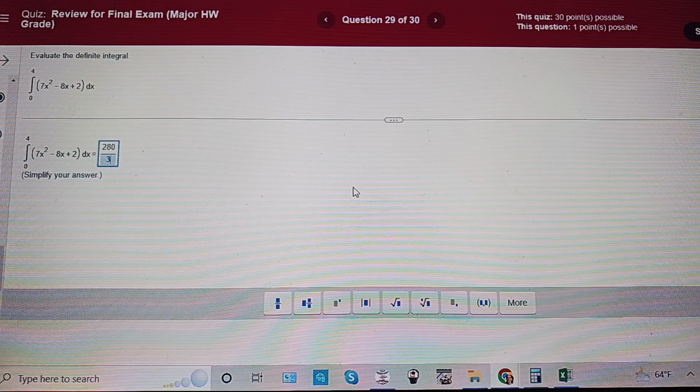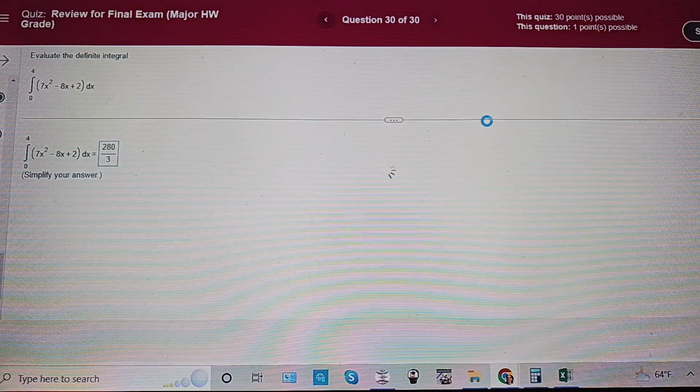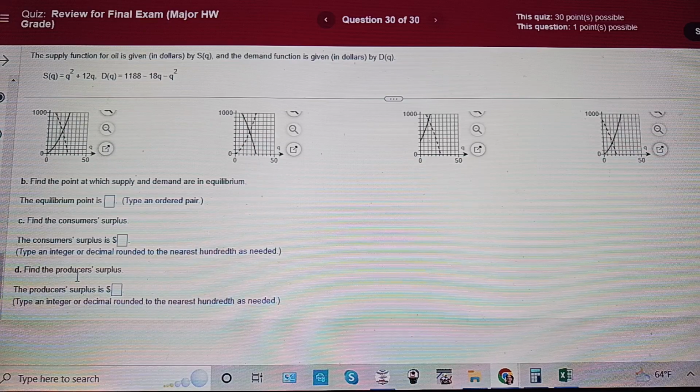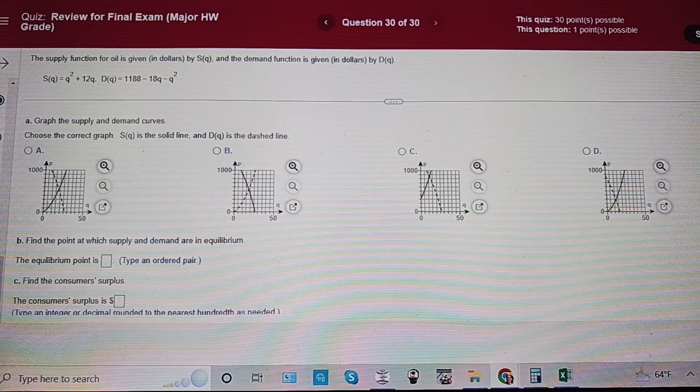So you just do the calculation, 280 divided by 3. So finally, here's that one application problem about the producers and consumers surplus. That's the best application of this for business settings.